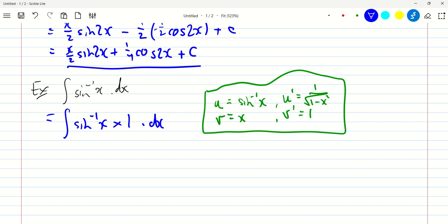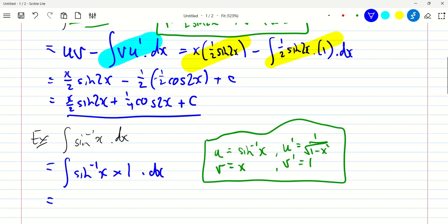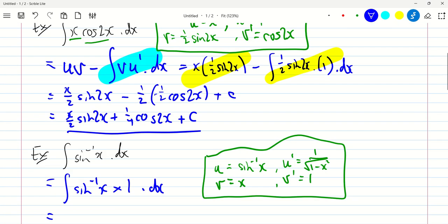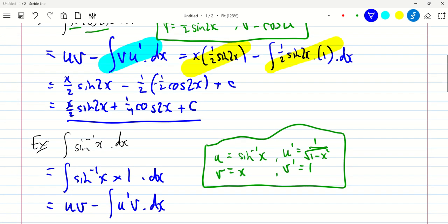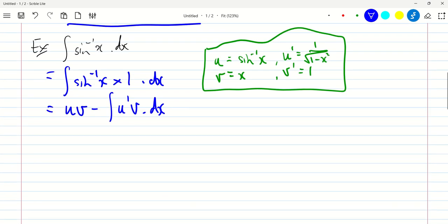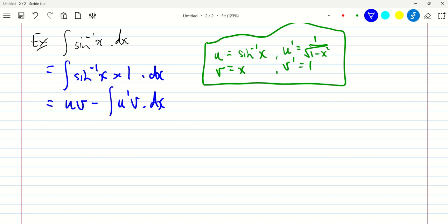And now let's do this. Remember your formula. That's my uv dash there. And so integration by parts, it's equal to uv minus the integral of u dash v dx. Always double check that, because I make mistakes, do the wrong derivative or the wrong thing. So equals uv.